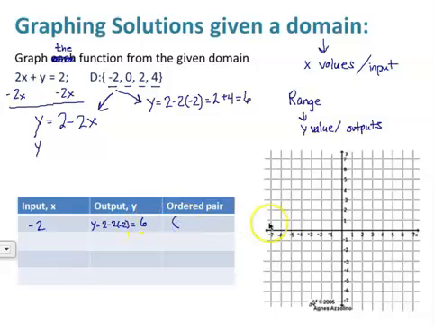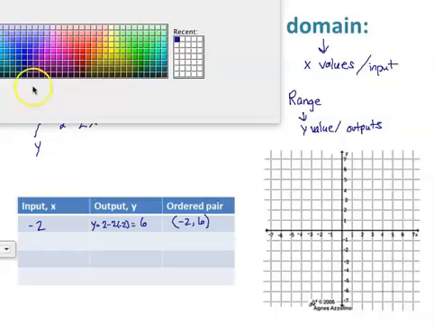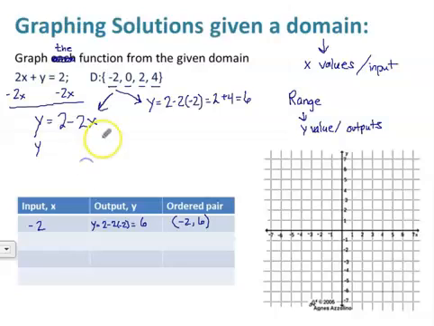And we can write this as an ordered pair so that we can plot that point, so we can graph it. Our x value is negative 2, and the corresponding y value will be 6. So let's keep going here. I'm going to change color maybe just to help out.